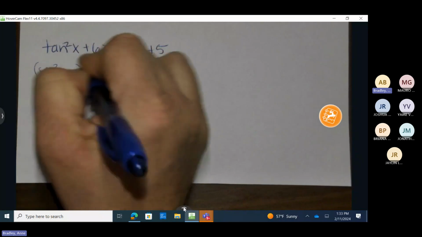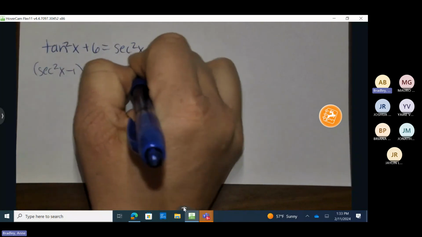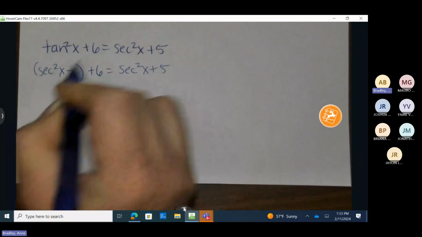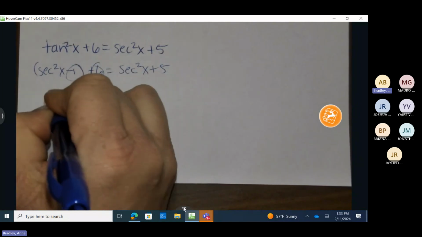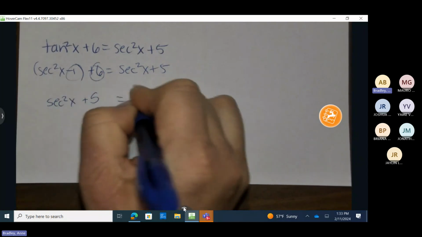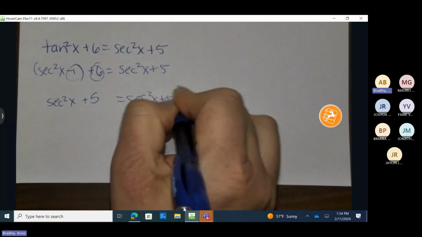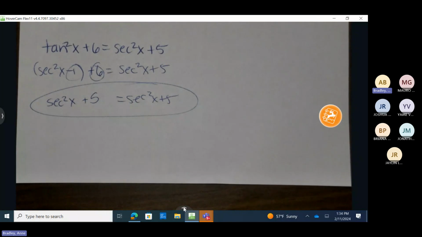Secant squared x minus 1 plus 6 equals secant squared x plus 5. Okay, a negative 1 and a positive 6 is a positive 5. And now I have secant squared x plus 5 equals secant squared x plus 5. The left side is equal to the right-hand side, and we're done. Does anybody have questions about that? Anybody else?